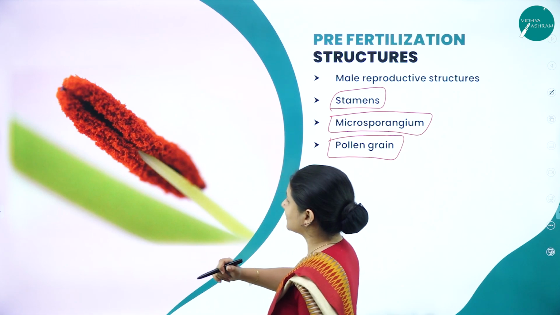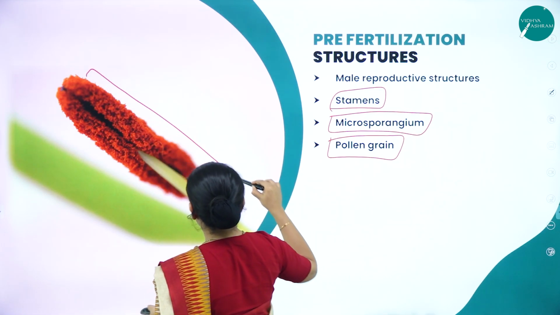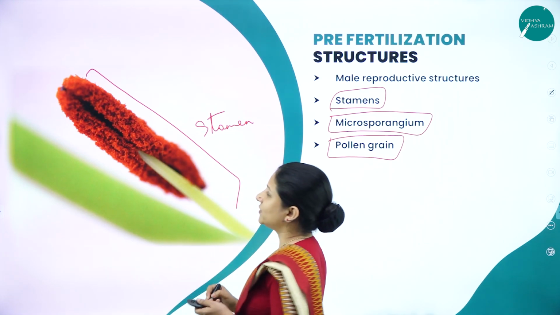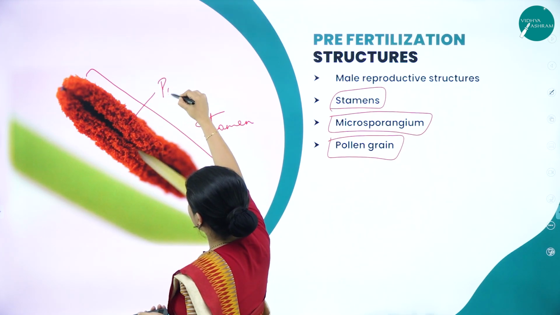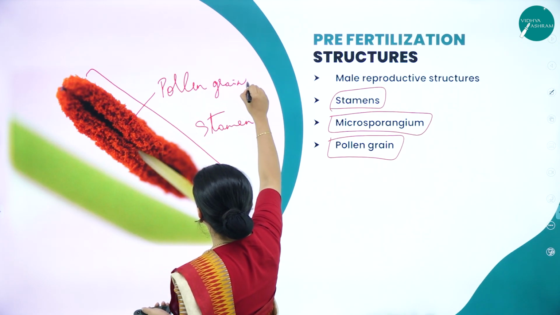So this is a stamen. Together we call it the stamen. Moving further, can you see that powder-like structure that is there? It is nothing but the pollen grains. All these we'll study in the coming slides in detail.